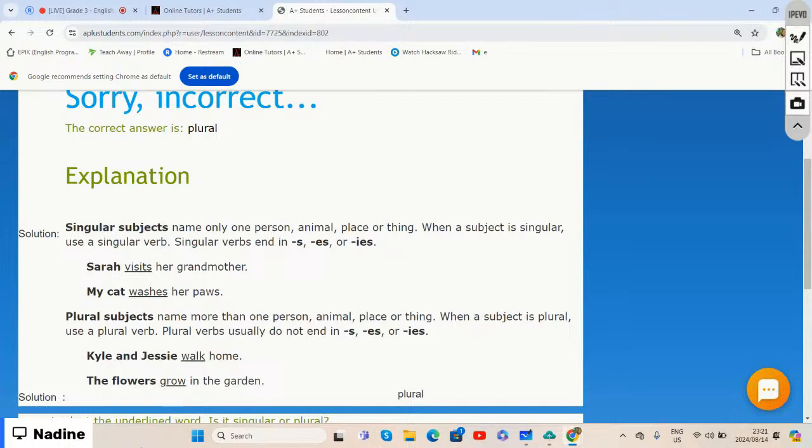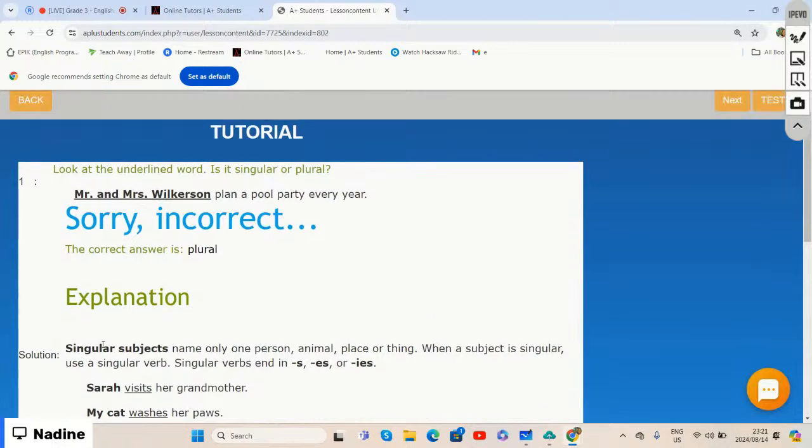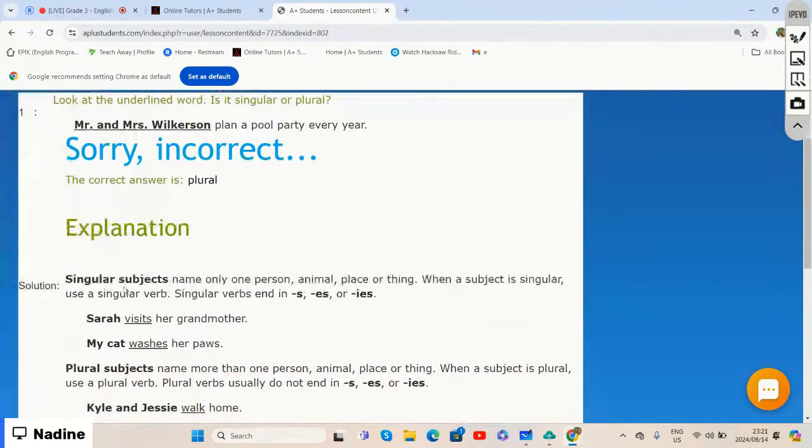All right, so now we're going to look at our examples. We need to look at the underlined word and say if it is singular or plural. Remember, singular refers to only one person, animal, place, or thing, and plural refers to more than one person, animal, place, or thing.